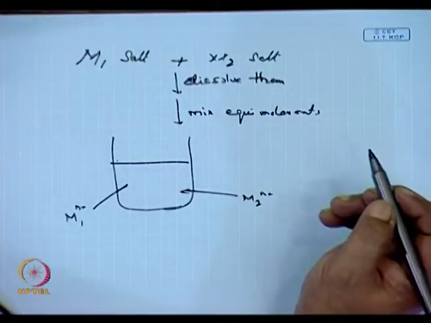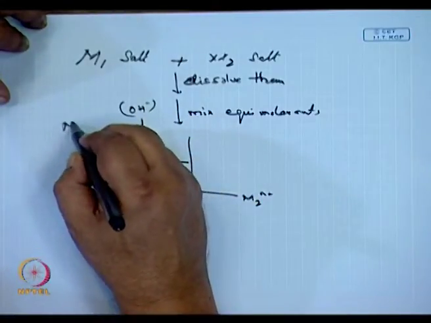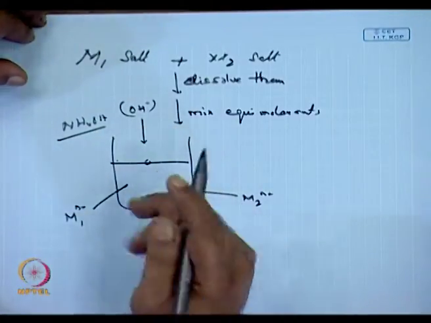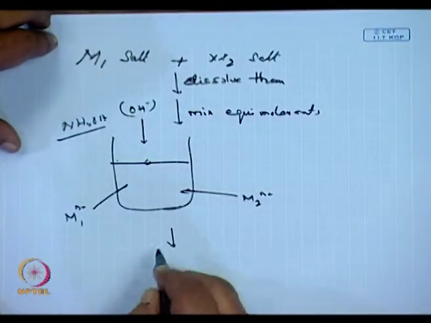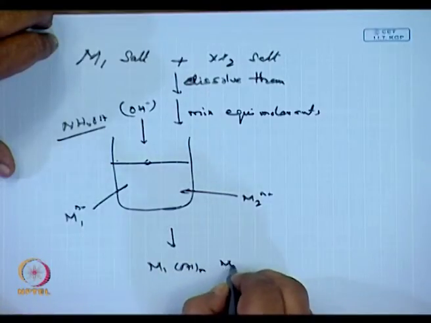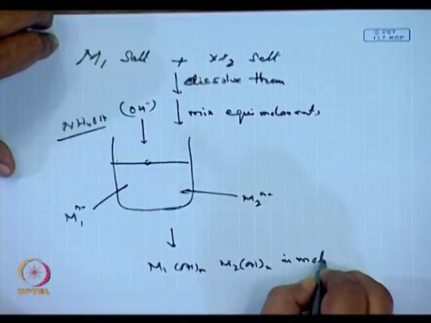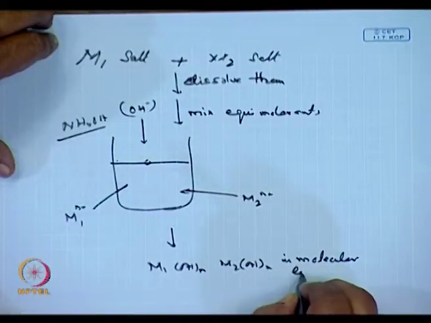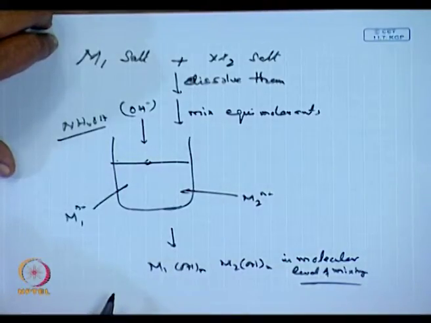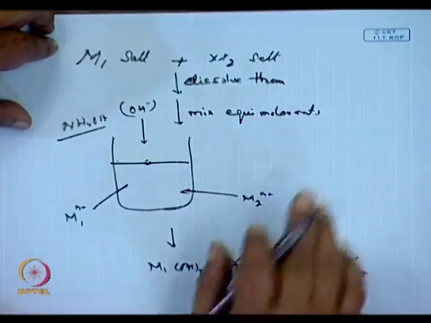The easiest thing to precipitate them would be, let us say, if we add hydroxide, say as ammonium hydroxide, drop by drop, to get M1 OHN, M2 OHN in molecular level of mixing. Unfortunately, this does not happen.